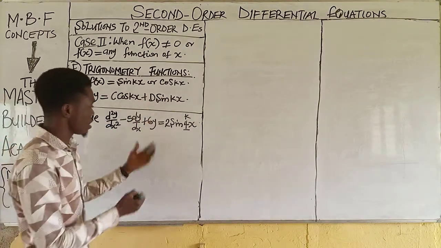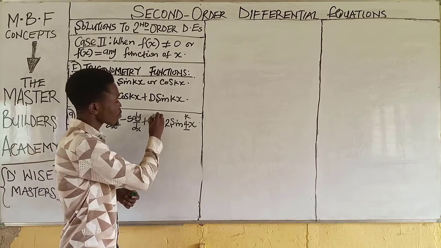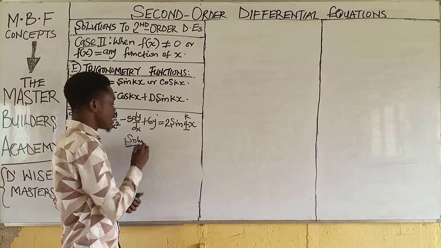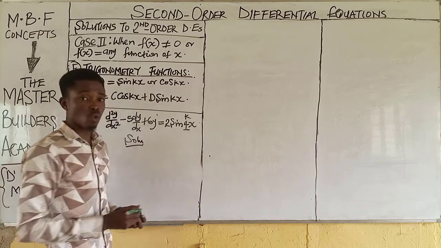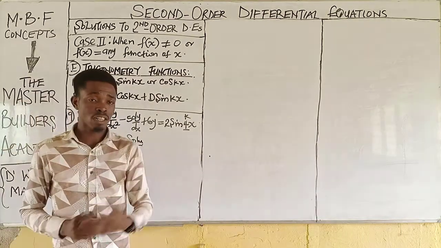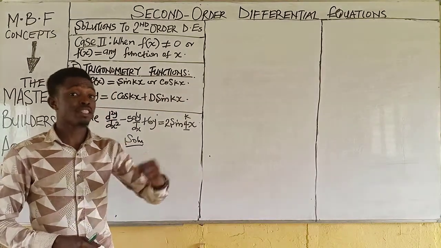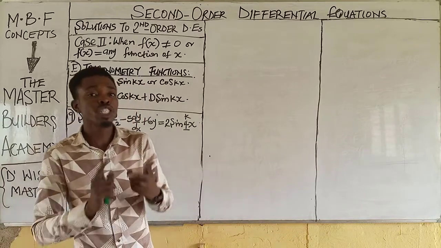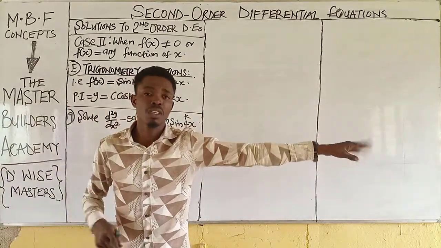Now, when we look at this equation that we are given, like I always do, anytime you are dealing with second order differential equation, the very first thing you must not fail to look at is the right hand side of the equation, to know whether it is equal to 0 or not. Now, if it is not equal to 0, you need to identify the type of function that is there.